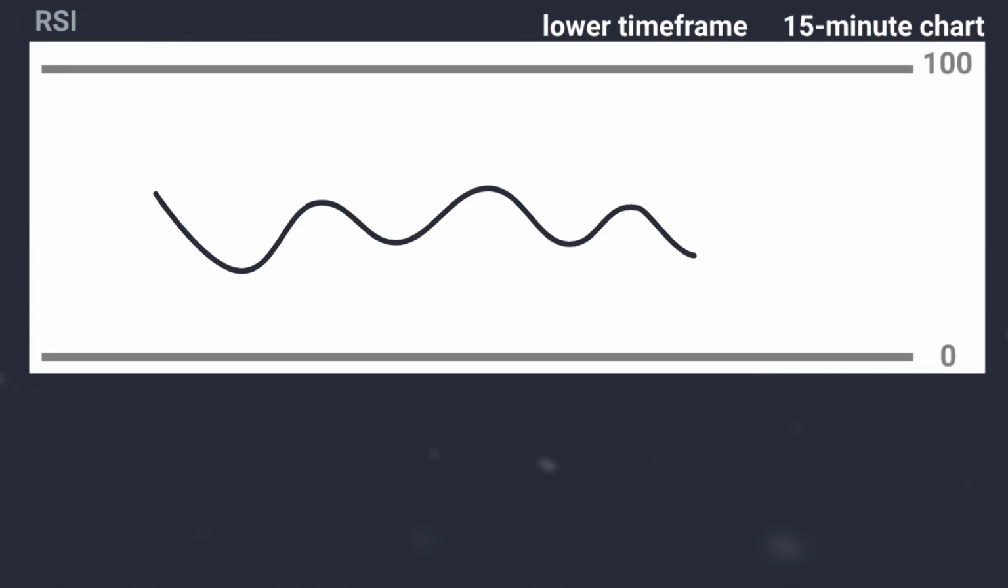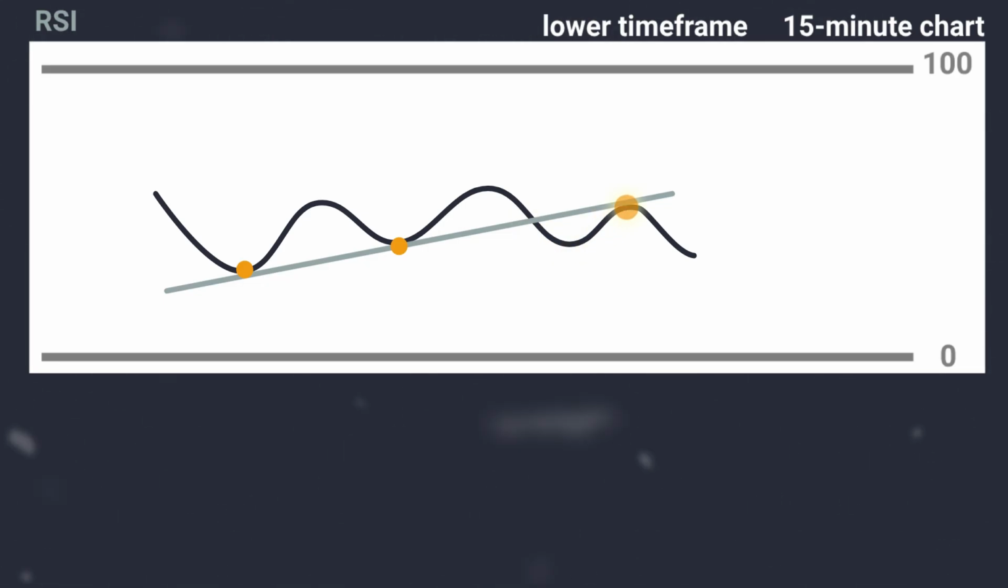Now we go to a lower time frame, like the 15-minute or 1-hour chart, to find our trade entry. This time, we draw an uptrend line on the RSI, connecting the higher lows, the rising troughs. This forms an ascending trend line on the RSI. We then wait for RSI to break below this ascending trend line. But again, we don't enter yet, we wait for the pullback.